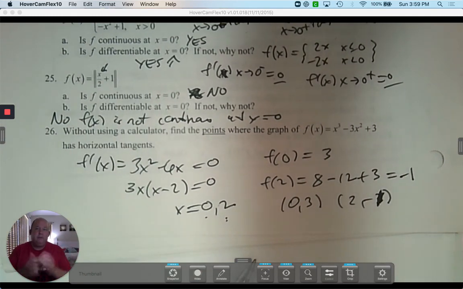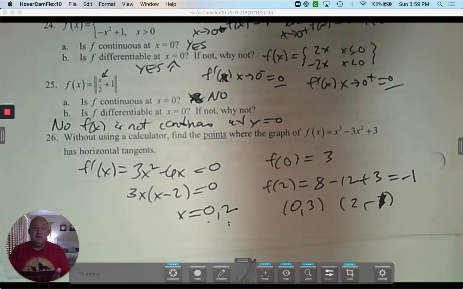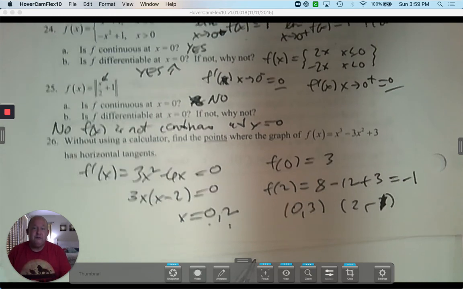That's where the horizontal tangent points are. I am so proud of you that you finished your work, you reviewed. I know it's not easy. Sometimes you can press pause and do the work. Sometimes you need to listen to me to support you.